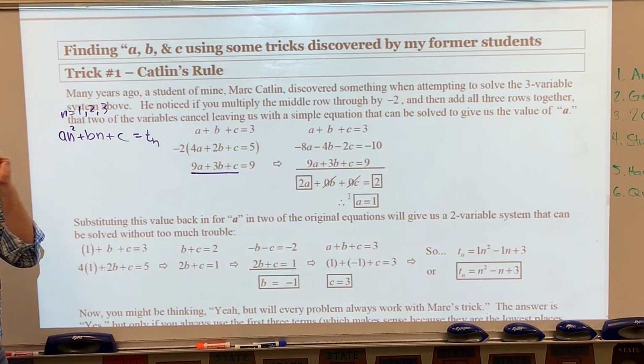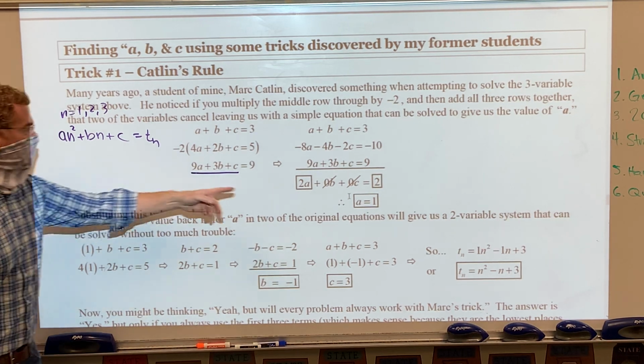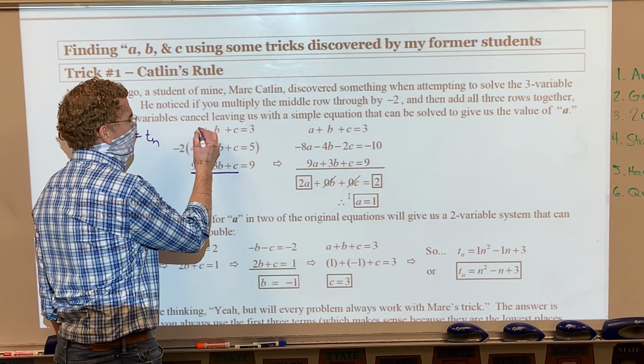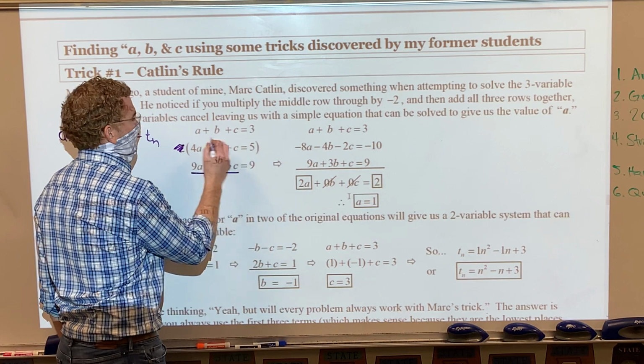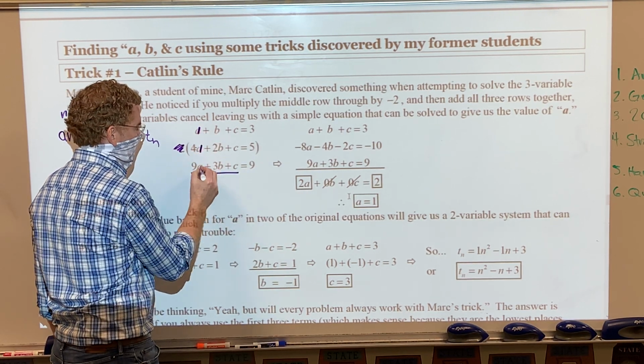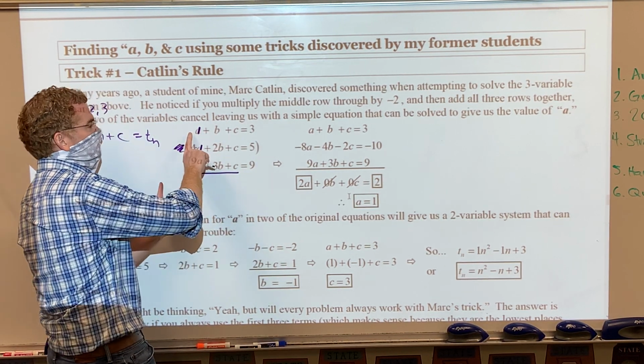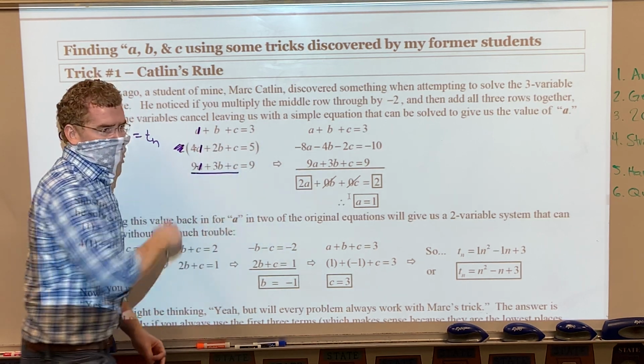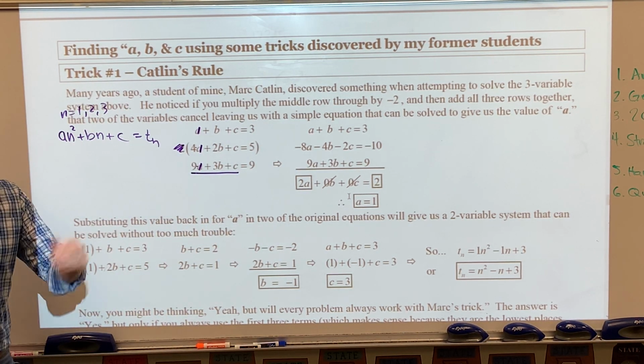And back then we were like, oh, that's huge. Because if I can find my a value, then I could just come back here and ignore this. I could come back here and plug a 1 in, and a 1 in, and a 1 in, move those constants over, and solve for B and C pretty quickly. So we thought that was great.